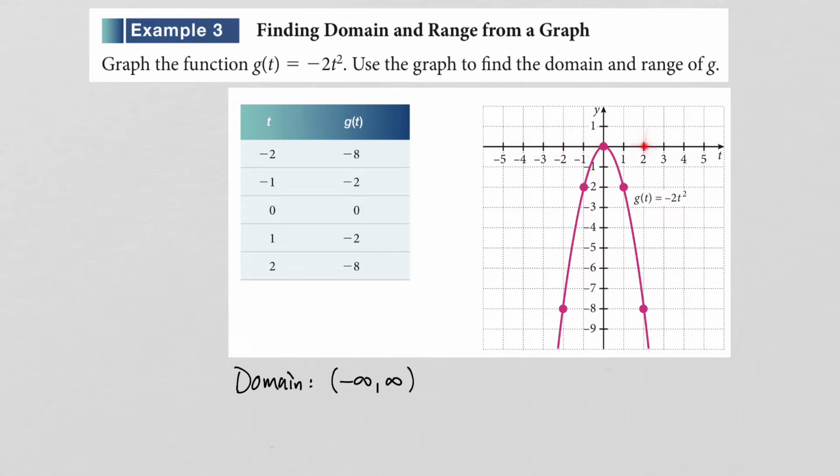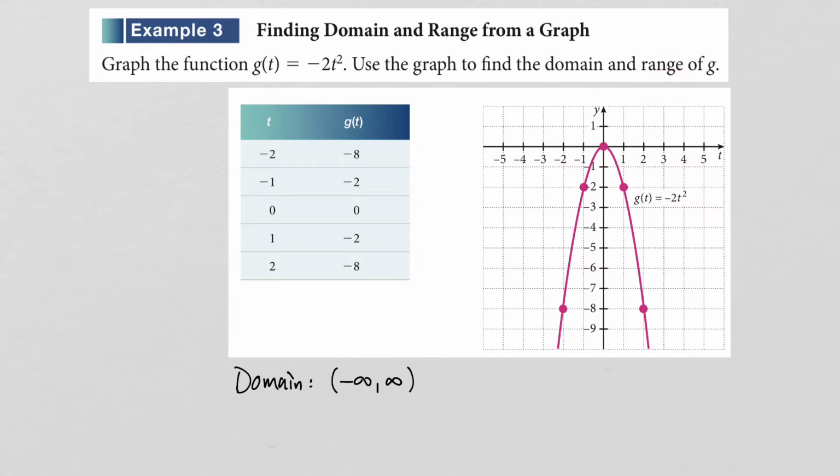So when t equals 2, we get a value for that. When t equals 3, we get a value for that as well. It would be farther down here, but eventually you're going to get a value for that. And no matter what value of t you choose, there is a value of g of t on this graph. So the domain is all real numbers.